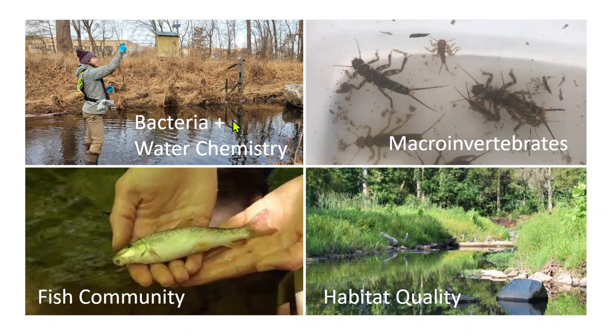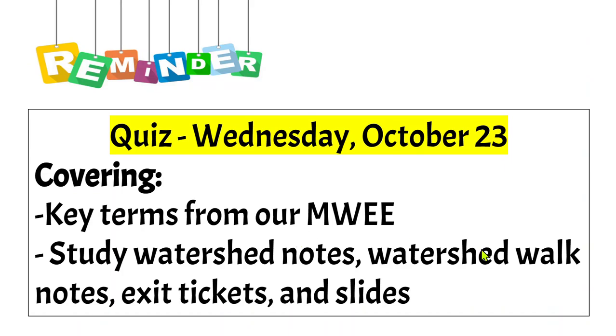All right, so when you are asked to think about different issues that could be addressed at Frost Middle School, these are 4 separate things that we could think about. Okay, so remember, if you are in odd classes, you're going to have your quiz on Wednesday. If you're in even classes, your quiz is actually going to be on Thursday, so I'm going to do the next slide with the Thursday date. But we're going to cover key terms from our watershed walk and the information that we have been learning. You can look at your watershed notes and your watershed walk notes. Always go back and look at your exit tickets, and you can look at your slides that we've got in Schoology.